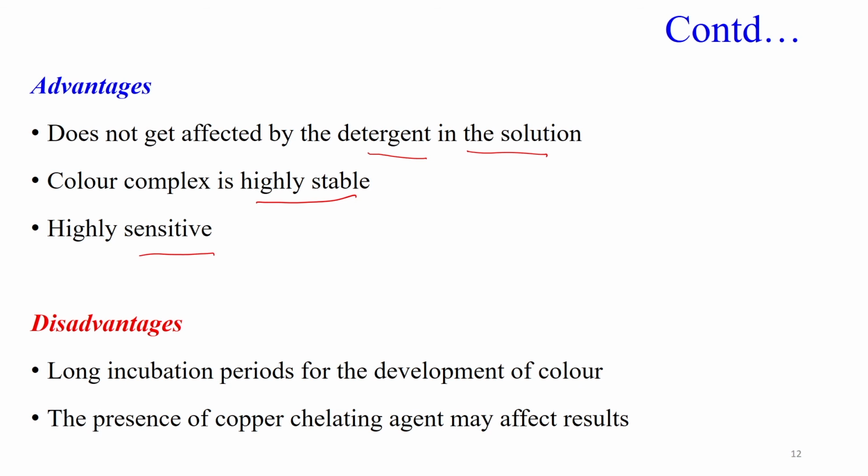It has few demerits also: long incubation time, 1 hour, 2 hours required for the development of the color, and the presence of copper chelating agent. If you have some copper chelating agent, it can interfere with the concentration of the reduced copper ion. So, that may interfere or affect the results. So, these are the 3 colorimetric methods: Lowry method, Bradford method, and BCA method.